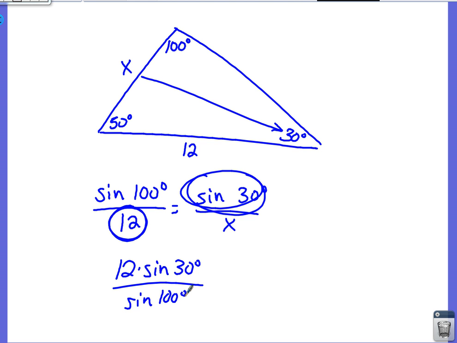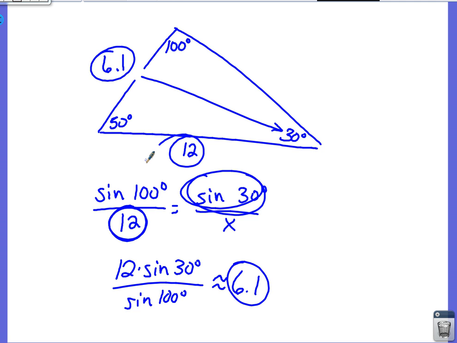If you know that, you could just type in 6 divided by sine of 100. It's just faster. Tell me what you get when you get it. So my missing side is about 6.1.